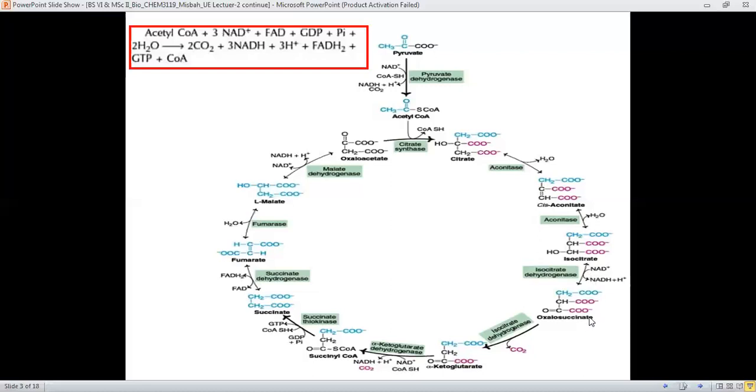And isocitrate is converted into oxalosuccinate by the enzyme isocitrate dehydrogenase, and hydrogens are removed. In this way, there is conversion of this hydroxyl group into the carbonyl. Therefore, 2 hydrogens are removed, one from oxygen and the second one from the carbon.